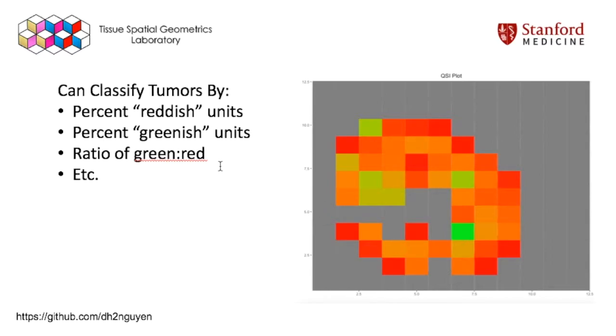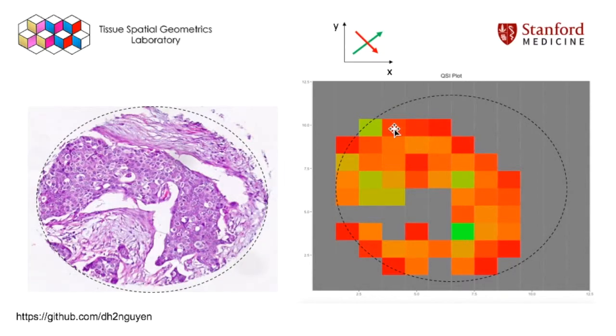And there are all sorts of ways that we can classify. That is, through the ratio of green to red, and so on and so forth. And so by turning spatial information into numerical information, we can apply rigorous statistics to our samples.